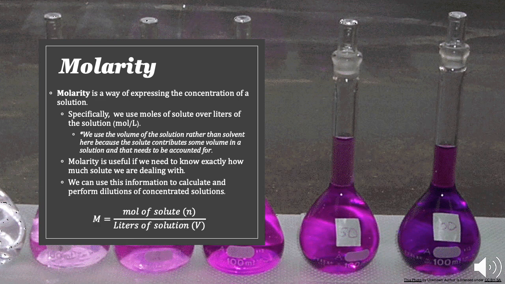Molarity itself is useful if we need to know exactly how much solute we're dealing with. For example, if I had a solution of a specific concentration, knowing what the concentration of that solution is would allow me to calculate what volume of that solution I would need if I needed a specific amount of solute. We can also use this information to calculate and perform dilutions of concentrated solutions, which we're going to do later in this building block.